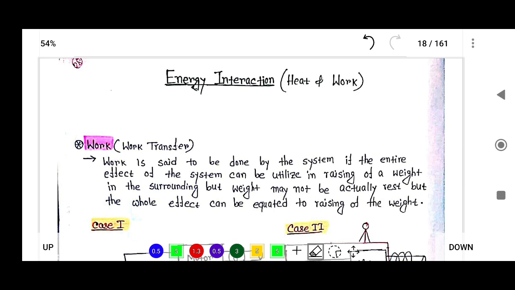This is my handwritten notes useful for GATE, ESE, SSC JE, ISRO, DRDO, BARC and other competitive exams. This is the third chapter of thermodynamics, energy interaction, or you can say heat and work. This is my handwritten notes, and the PDF link is given in the description. You can download it, and you must create these handwritten notes on your own.